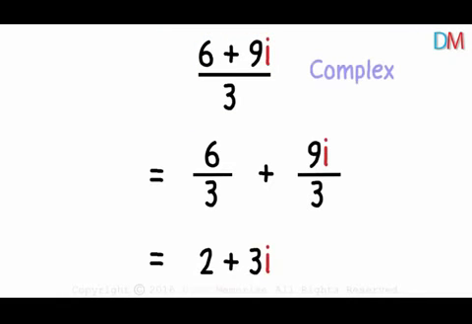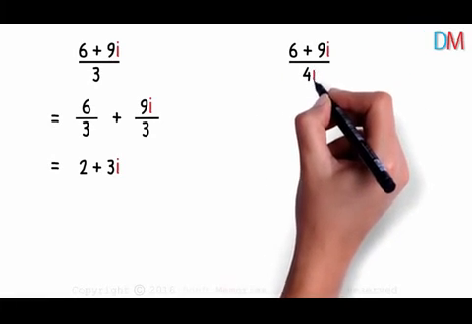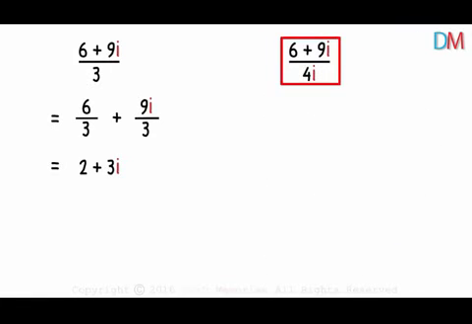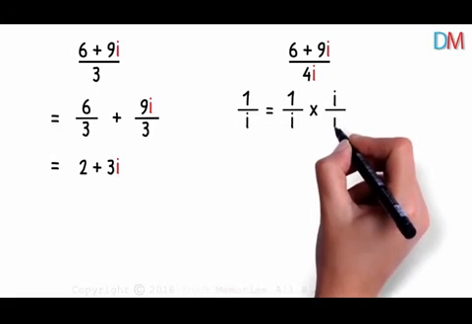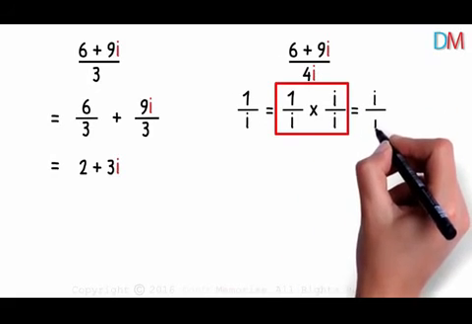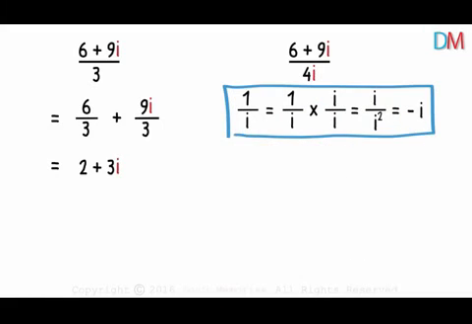How about dividing a complex number by an imaginary number? Say 6 plus 9i over 4i. Before we solve this, let's understand what 1 over i means. Not very comfortable having i in the denominator. So how can we get rid of it? It's easy. We can multiply the numerator and the denominator by i. That gives us i over i squared. And i squared is nothing but negative 1. And i over negative 1 is nothing but negative i. So 1 over i is equal to negative i. Now let's proceed with the problem.